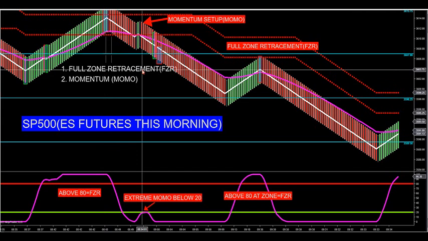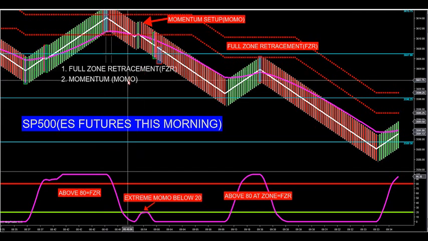What I like to look for is the FZR first. The FZR almost always comes before the momentum. No matter what type, if you look at all your momentum trades, the primary full retracement zone will come first, and then you get momentum that follows. And in a second, I'll show you how to look at different time frames also, so you can fit what time frame you want to trade.